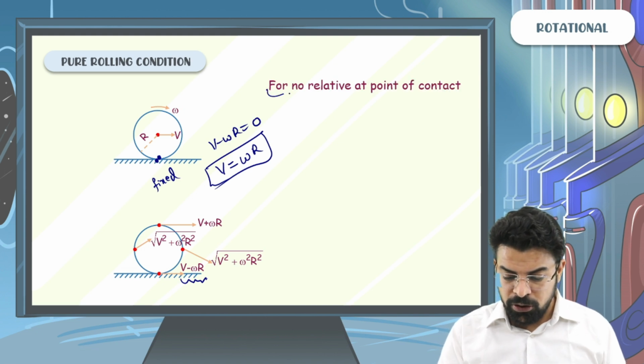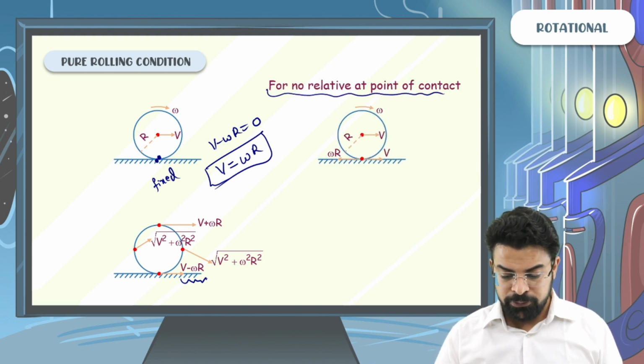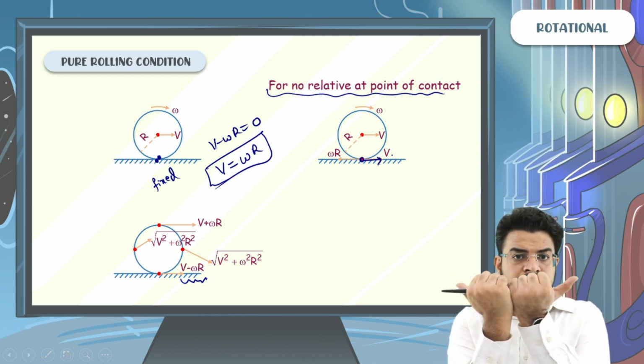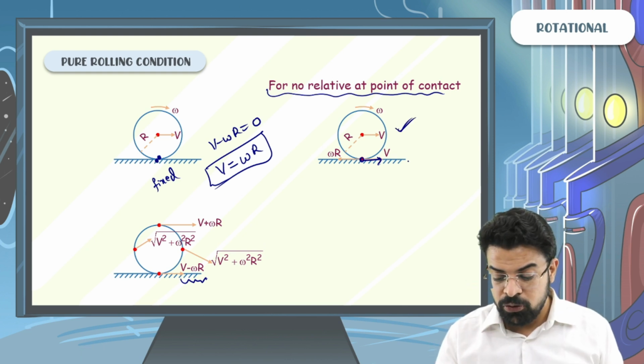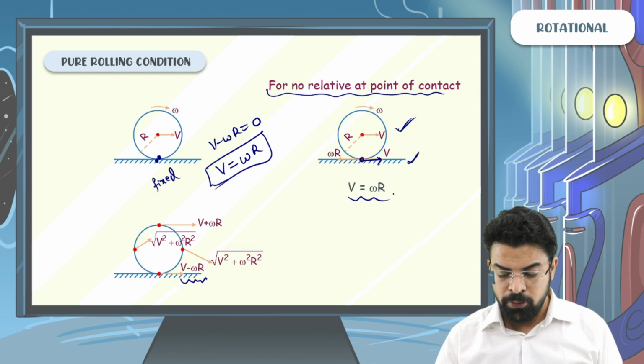So for no relative motion at point of contact, we know that these two velocities, the translational velocity and the rotational velocity omega r, should cancel out if the body performs pure rolling on a fixed surface. And for such a condition, v has to be equal to omega r.